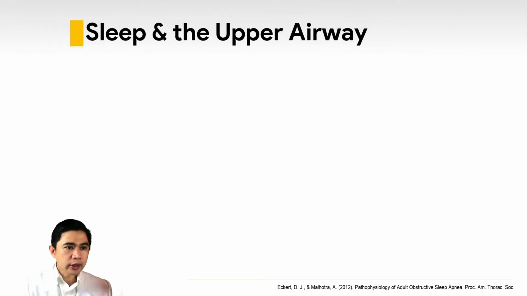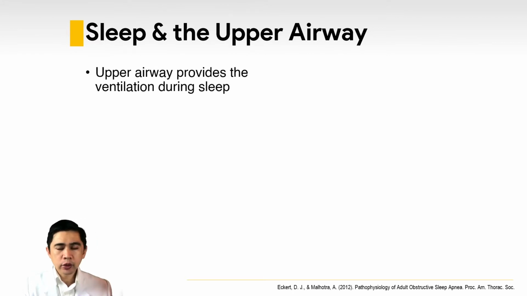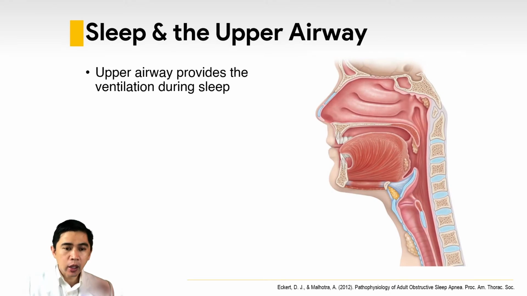So let's talk about sleep and the upper airway. So the upper airway provides the ventilation when we sleep. So this is the upper airway, and this is a cross-sectional of our head and also our neck. So when we breathe, it goes into the nose and the nasal cavity at the back of the throat, then goes into the larynx and goes into the trachea and into the lungs.